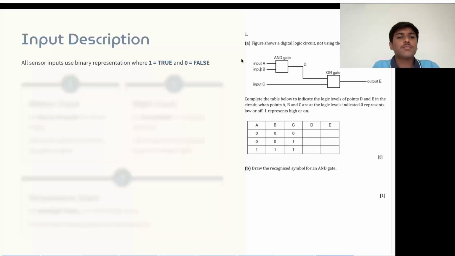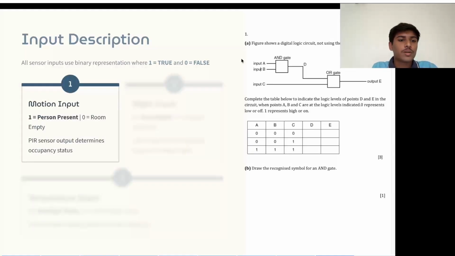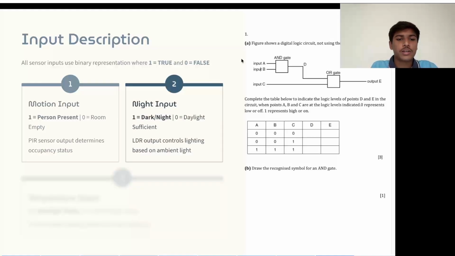Firstly, all sensor inputs use binary representation, where 1 is equal to true and 0 is equal to false. Motion input: if a person is present, it gives output 1; 0 means the room is empty. The PIR sensor output determines occupancy status. Night input: 1 is equal to dark, 0 is equal to daylight.